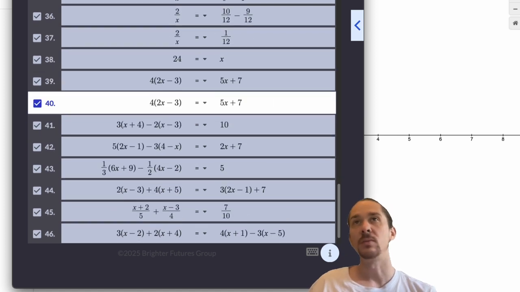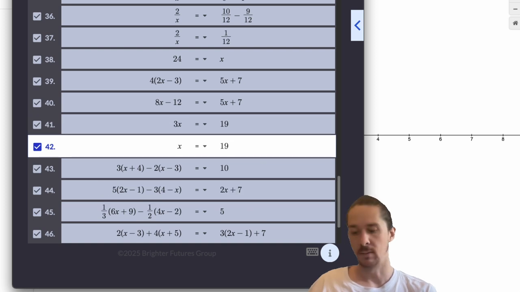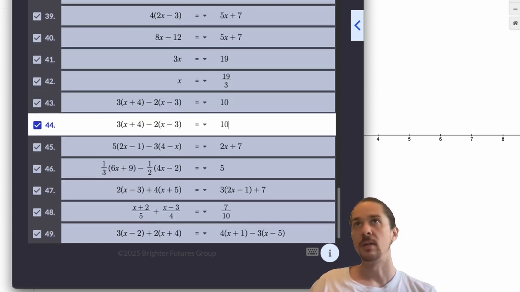Okay, so in this one here, I'm going to start by expanding the bracket, so this becomes 8x minus 12. Then I'm going to add 12 to both sides, and I'm going to subtract 5x from both sides. Now I'm going to divide by 3. And I'm going to leave my answer as an improper fraction, like that. Okay, in this one here, we're going to start by expanding these brackets, so this will become 3x plus 12. Here we're going to have a negative 2x plus 6.